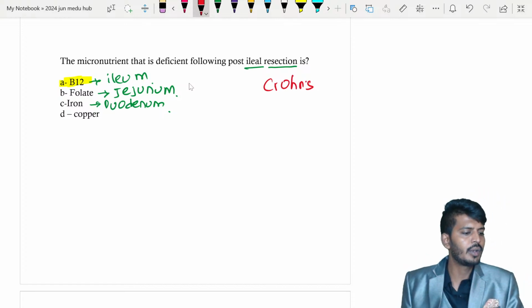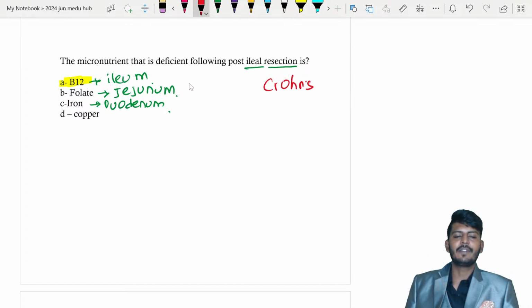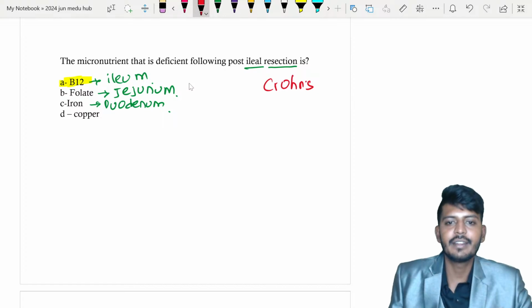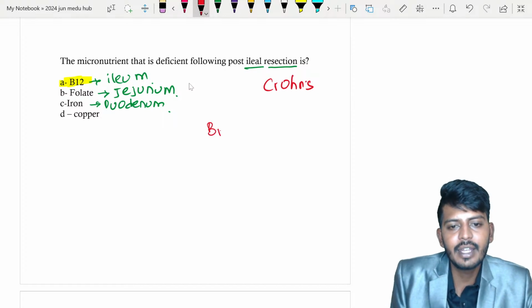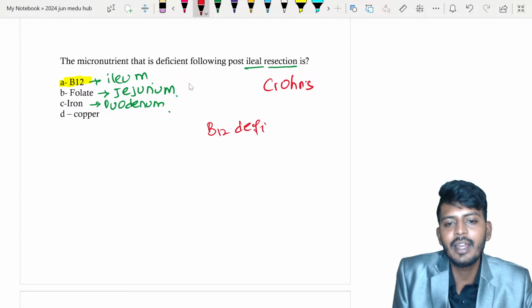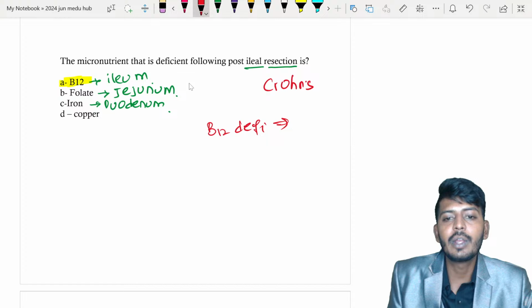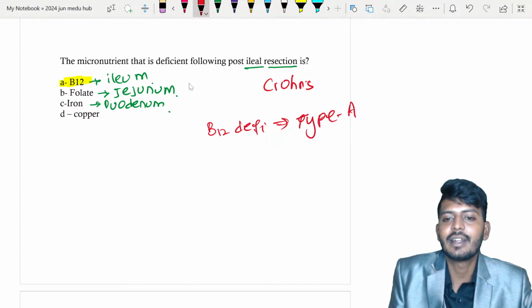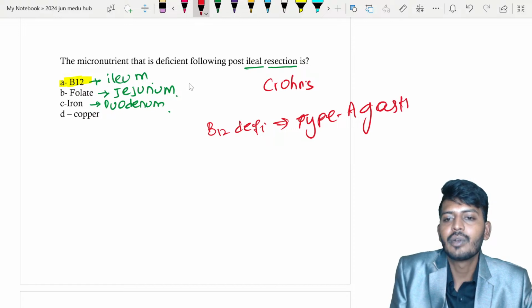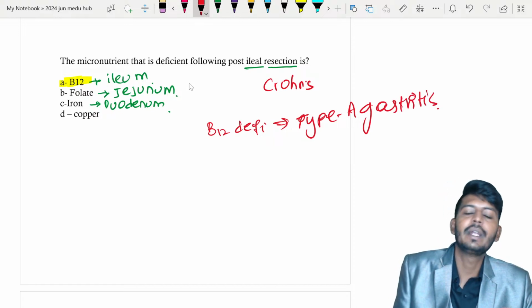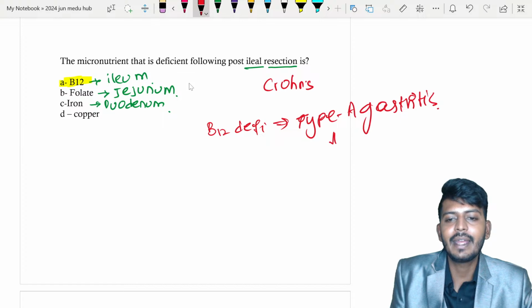So that is the story of B12 deficiency. B12 deficiency can occur even during autoimmune gastritis, that is your type A gastritis. So in type A gastritis also B12 deficiency will occur, because type A gastritis causes destruction of the parietal cell.